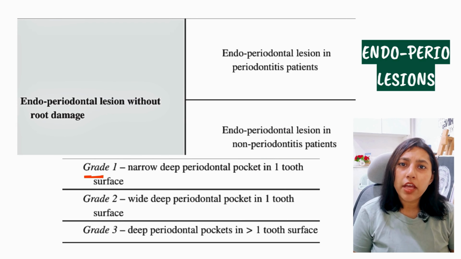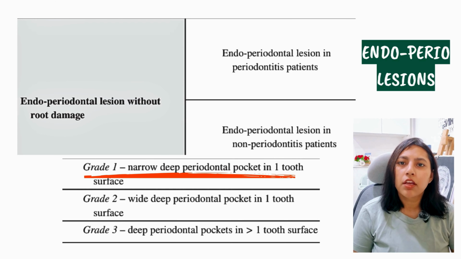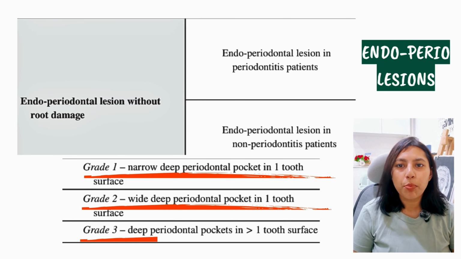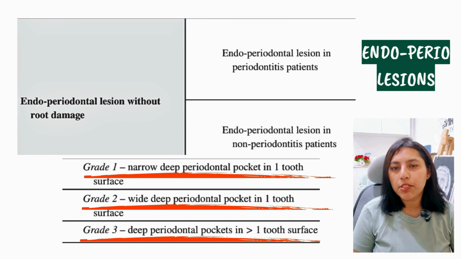First, grade 1 is narrow deep pocket involving one surface. Grade 2 is wide deep pocket involving one surface. And grade 3 is deep periodontal pockets involving multiple surfaces.